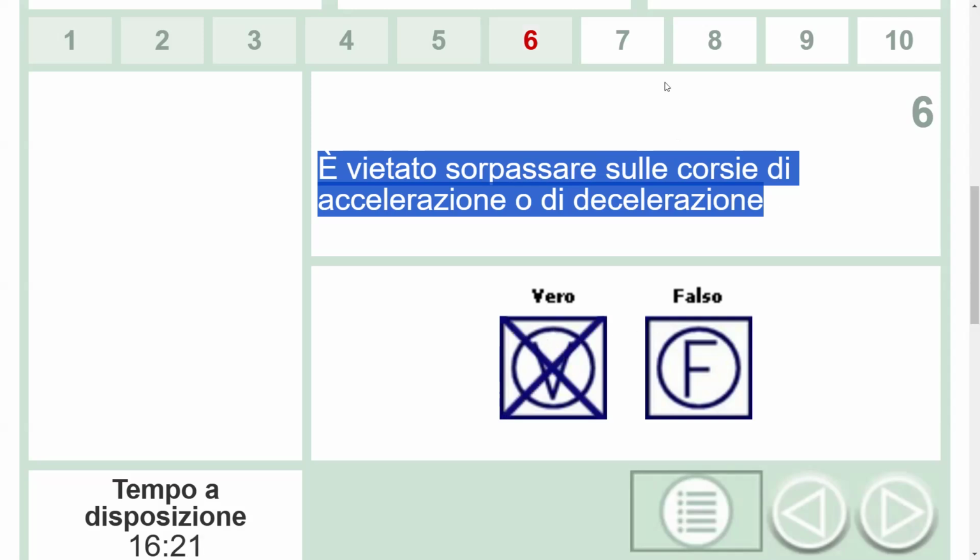So yes, it's forbidden. We know that it's forbidden to overtake in corsia di accelerazione e decelerazione.